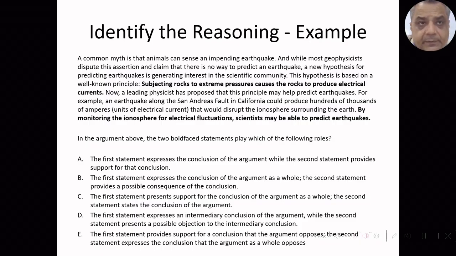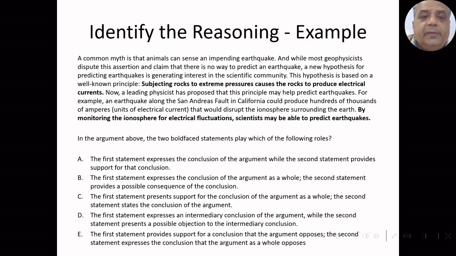Identify the reasoning type. So let's read the question stimulus. It says a common myth is that animals can sense an impending earthquake, and while most geophysicists dispute this assertion and claim that there is no way to predict an earthquake, a new hypothesis for predicting earthquakes is generating interest in the scientific community. This hypothesis is based on a well-known principle: subjecting rocks to extreme pressures causes the rocks to produce electrical currents. Now, a leading physicist has proposed that this principle may help predict earthquakes.